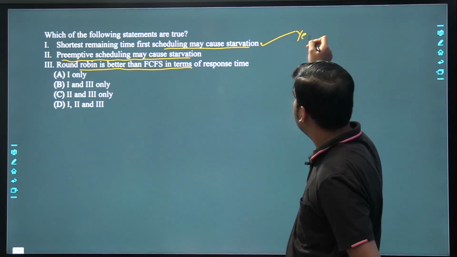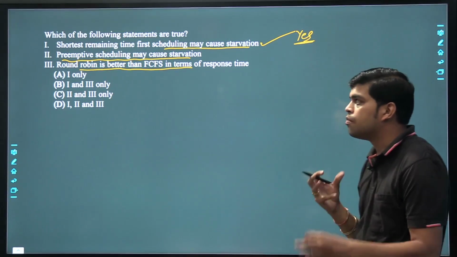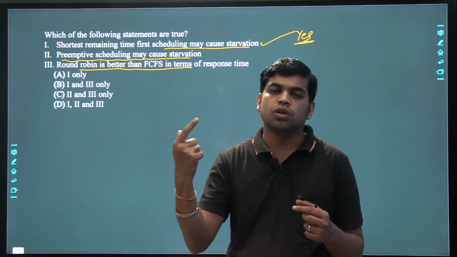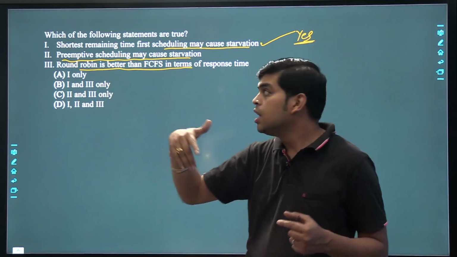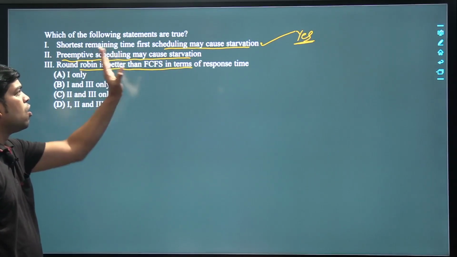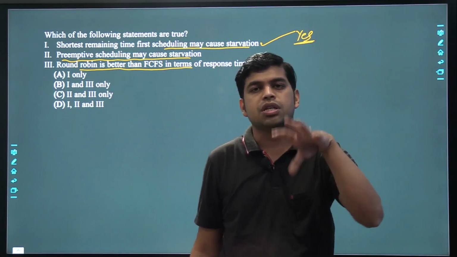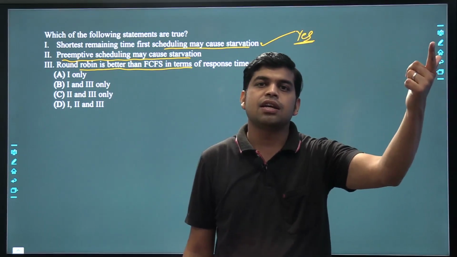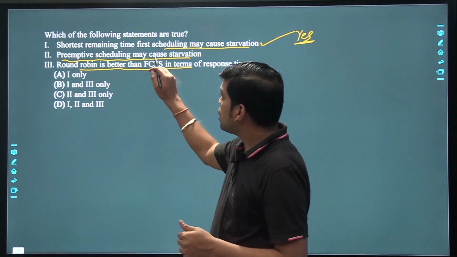Yes, definitely, as we already discussed in the concept, in SRTF starvation may occur, because if the newly arrived process's burst is less as compared to the old process that exists in the ready queue or the old running process, it may create starvation, because it is like SJF. We already understood in the theory that when the arrival time of all the processes is equal, then SRTF is exactly equivalent to SJF, and if SJF creates starvation, then definitely SRTF may create starvation. Second, preemptive scheduling may cause starvation.